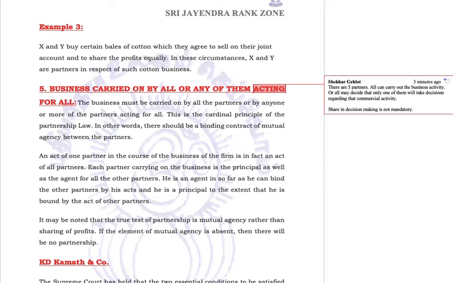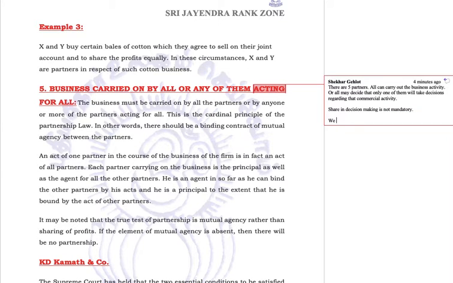That's it, nothing else. They are not taking part in any decision making of the business. Sufficient, no issues. The other person may not at all take part in the business. He may just take part in the losses and profits only. This is the cardinal principle of the partnership law. In other words, there should be a binding contract of mutual agency between the partners. Now, when we are saying that only one will take decisions for all the five people, then what are we trying to say here?